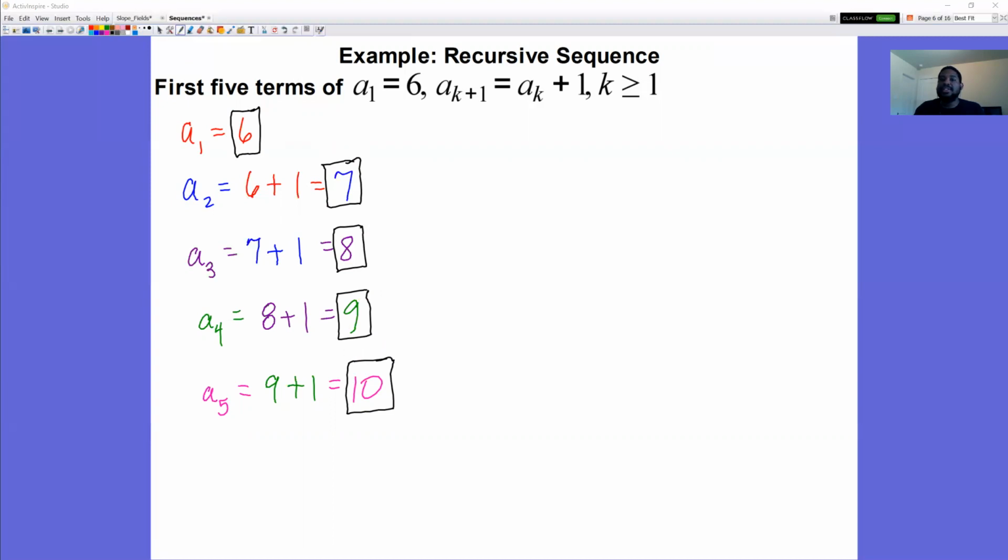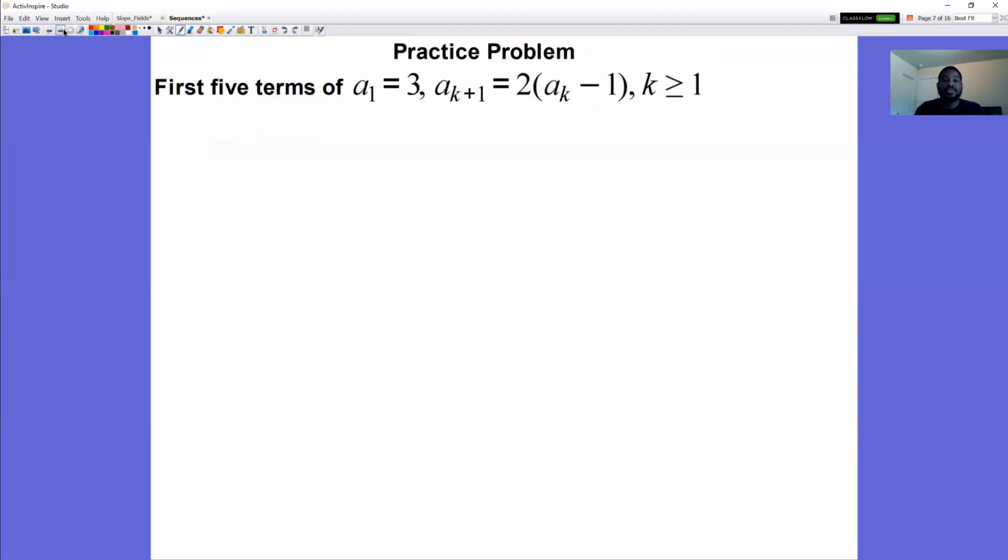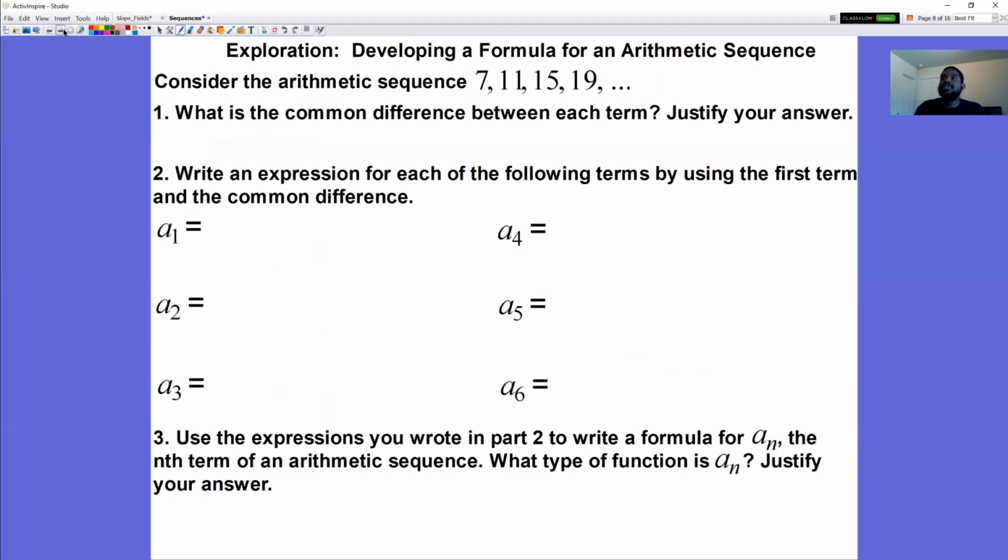Okay, if you understood that problem, here's a problem for you to do on your own. The next thing we're going to talk about is arithmetic sequences. So we're going to talk about how to develop a formula for an arithmetic sequence.